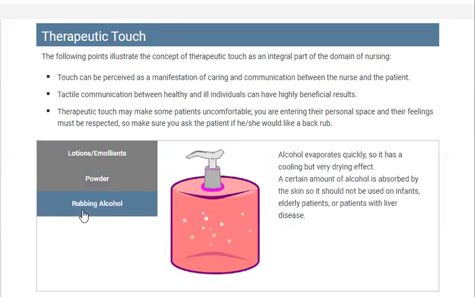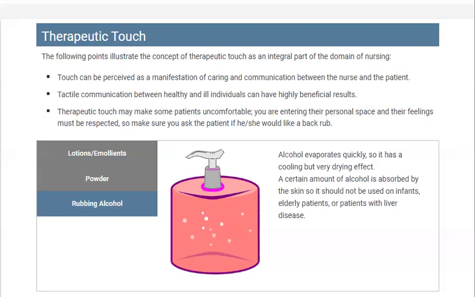Alcohol evaporates quickly, so it has a cooling but very drying effect. A certain amount of alcohol is absorbed by the skin, so it should not be used on infants, elderly patients, or patients with liver disease.